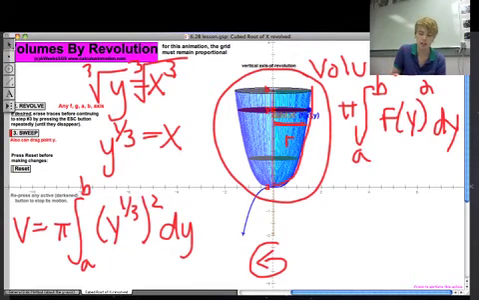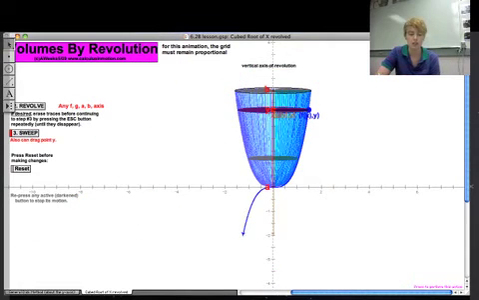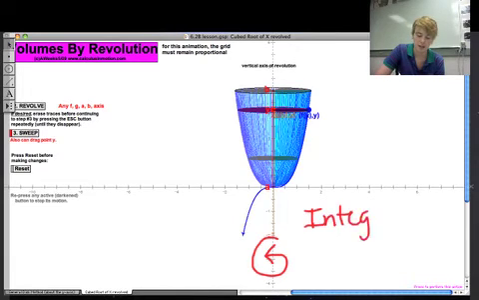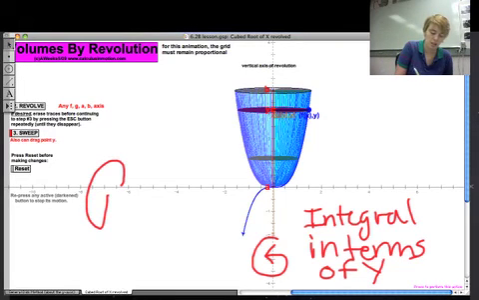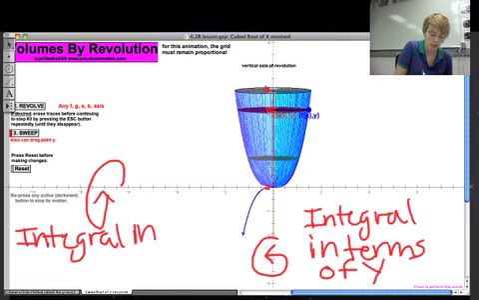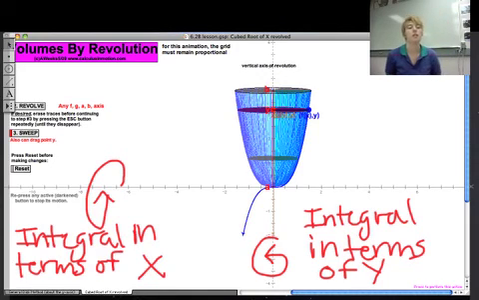So I guess the big note here is that we now have two situations. We have disks that go around the y-axis, and if it circles around the y-axis, then the integral must be all in terms of y. So integral in terms of y. If I do like we did in the last video, if I'm spinning around the x-axis, going this direction, then my integral will be in terms of x's. So integral is in terms of x's. I'll write that on here.